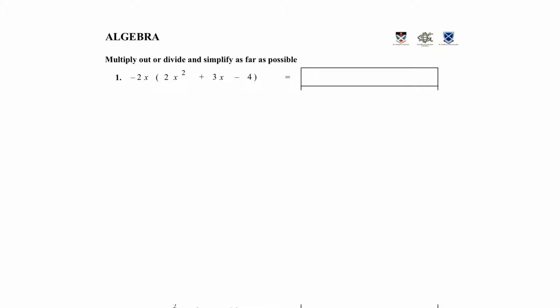I'm going to go through the questions that at least one person had and just skip through to the questions that you want help with. So I'm starting off with question 1. And all we have to do here is distribute.